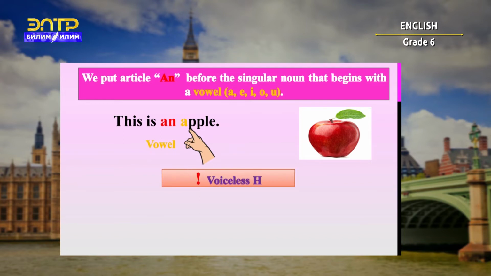But pay attention, if a consonant letter at the beginning of a noun is voiceless, we also use the article an because it starts from a vowel sound. As in the example, an hour. The letter H is voiceless. In other words, we do not pronounce it.